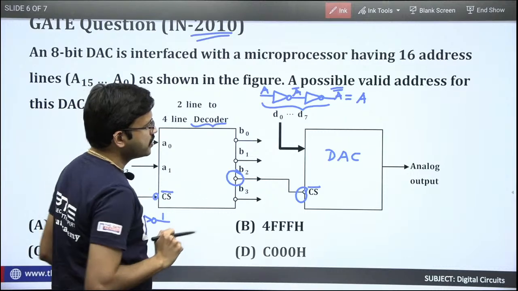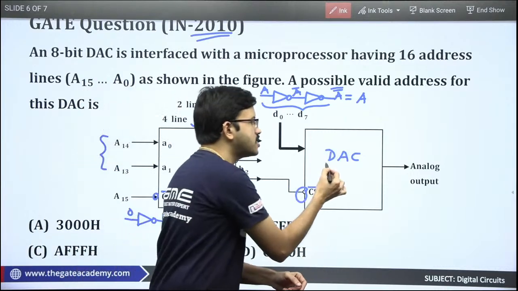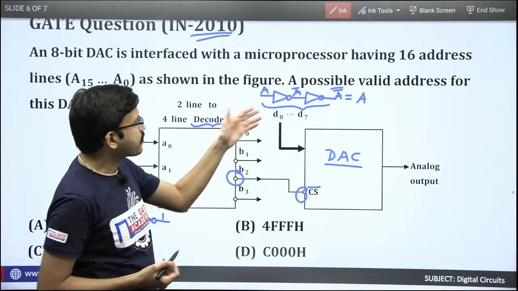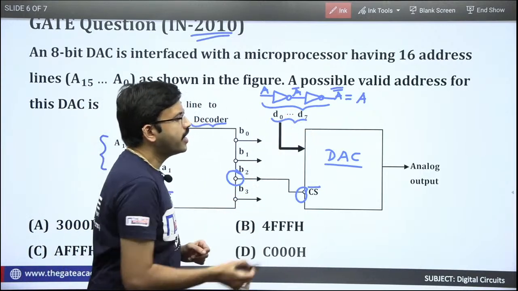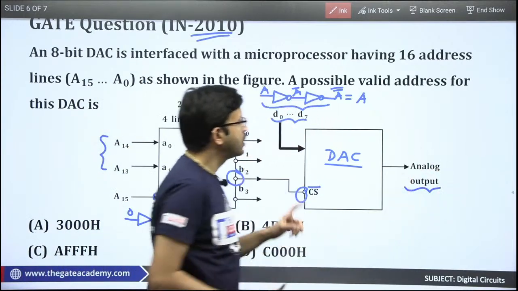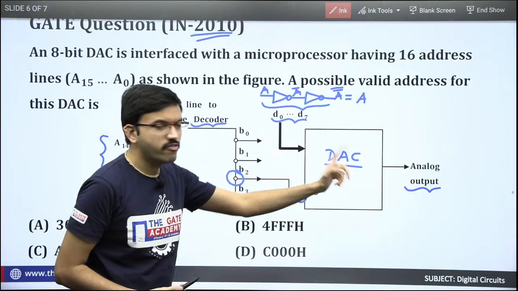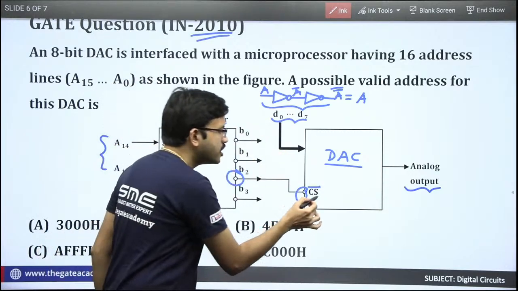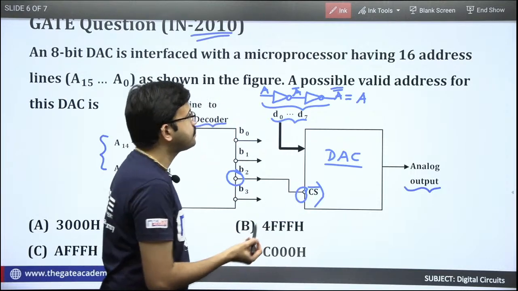Here if you carefully observe, you have a DAC, digital to analog converter. Here you apply the digital input and you get the corresponding analog output. This particular digital to analog conversion will happen whenever this particular chip select is enabled.